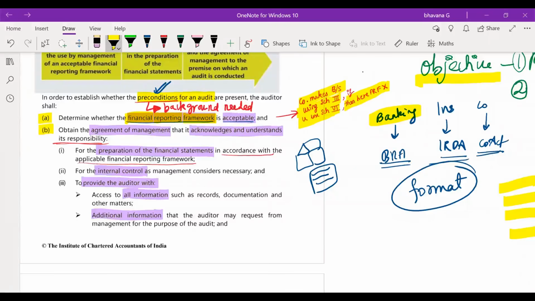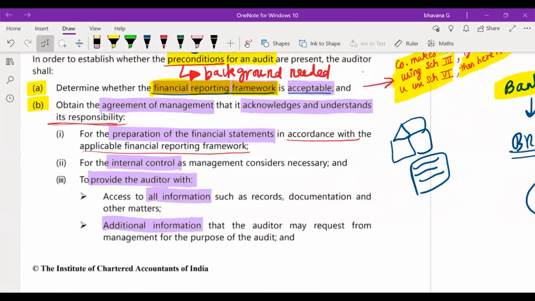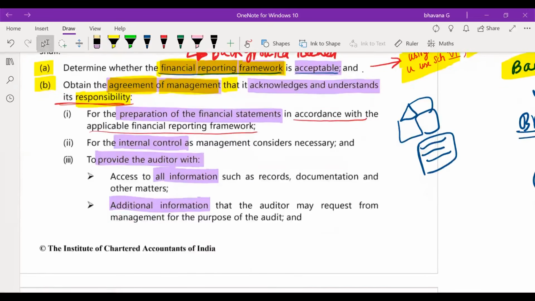Second precondition is agreement of management. Obtain the agreement of management. Management has to agree on something: that it acknowledges and understands its responsibilities. There are a few management responsibilities. The management has to agree that they have fulfilled the following responsibilities. Now we are going to see what the management's responsibilities are. The first responsibility is that they have to prepare the financial statements.